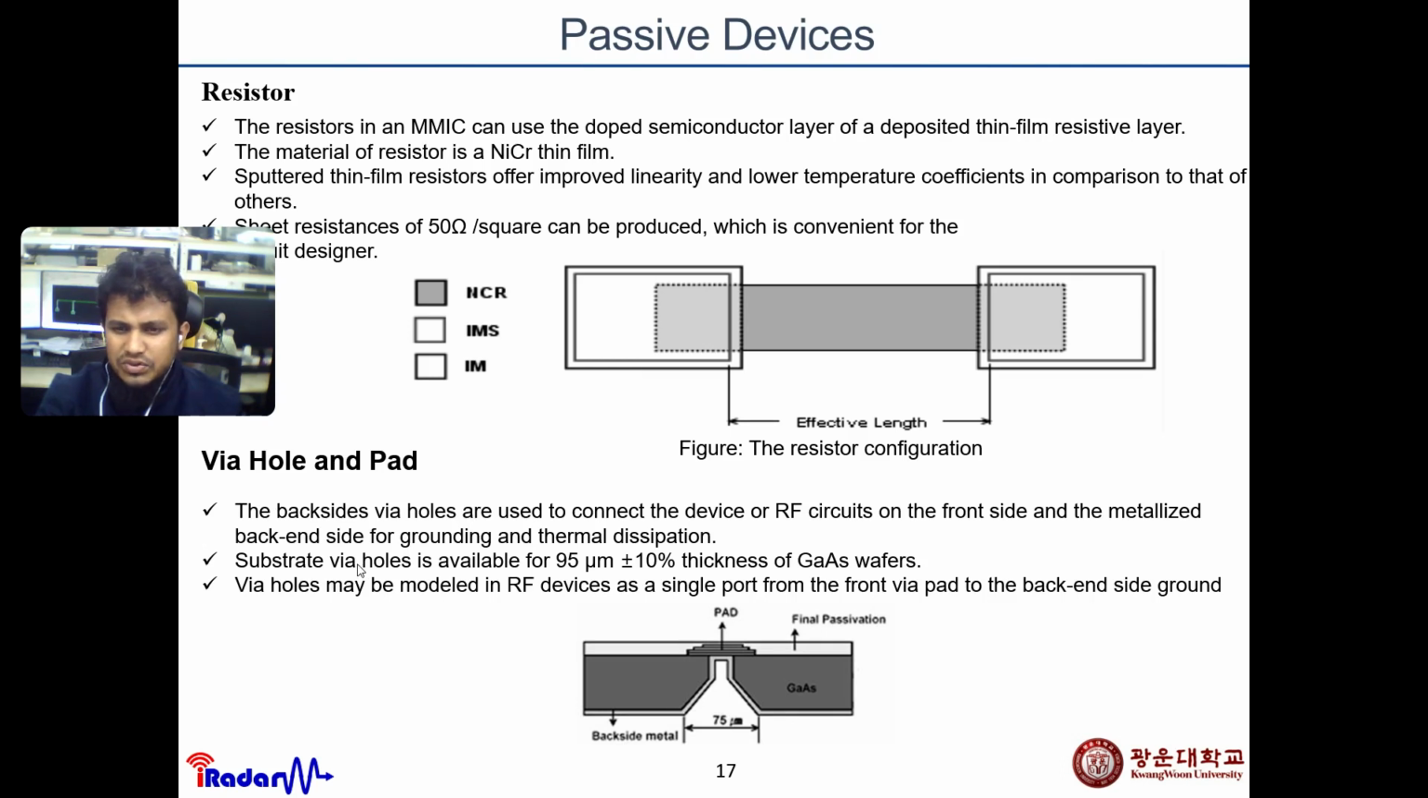Via we need to put to connect the top to the bottom layer as a ground, so that our PCB remains strong. Also we need to remove the resonance through via connections. We can remove the resonance. The backside via holes are used to connect the device RF circuit, radio frequency circuit on the front side, and the metallized backend, and via holes are needed for an RF device in a single port, from the front pad to the backside ground.